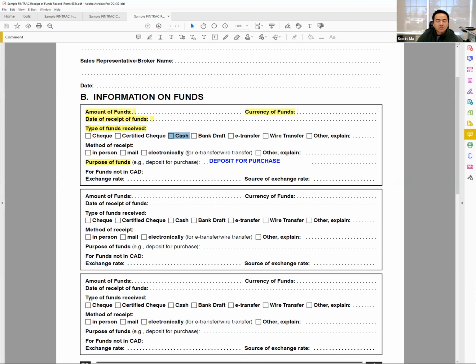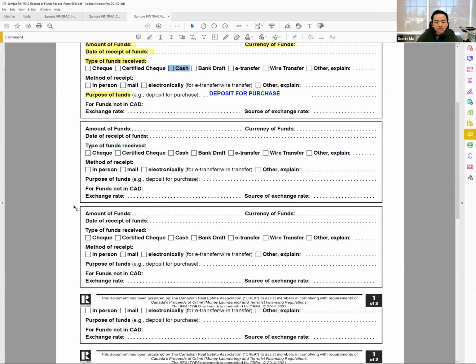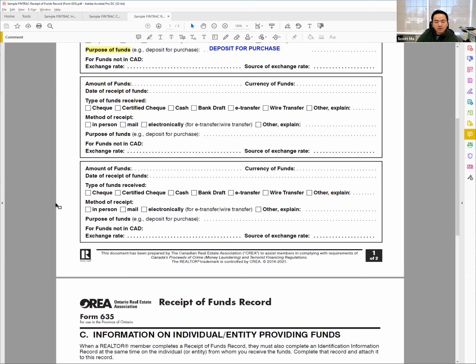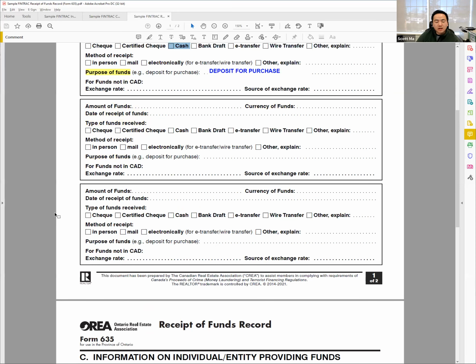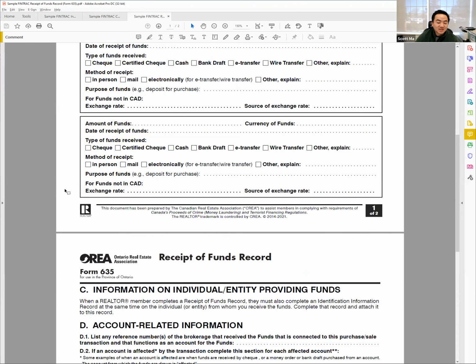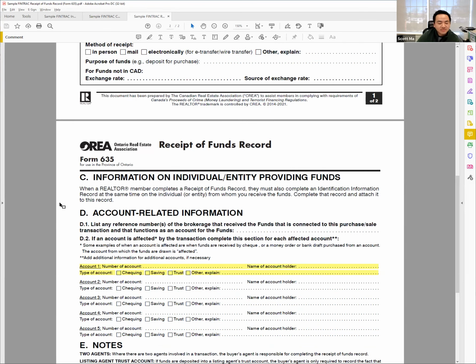I think most agents are dealing with bank drafts or certified checks or even e-transfer. You just have to fill out this form. If you're dealing with a very large amount of cash, you definitely need to fill out this form and some other forms. And again, talk to our managers, get clarity and guidance before you do anything. If you talk to us after you've done something, it may be too late, but we can always help you.